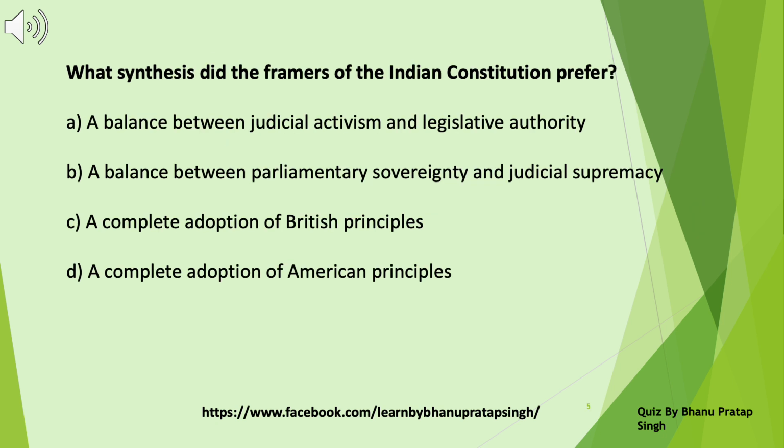What synthesis did the framers of the Indian Constitution prefer? A. A balance between judicial activism and legislative authority. B. A balance between parliamentary sovereignty and judicial supremacy. C. A complete adoption of British principles. D. A complete adoption of American principles. Choose the correct answer. Answer B. A balance between parliamentary sovereignty and judicial supremacy.